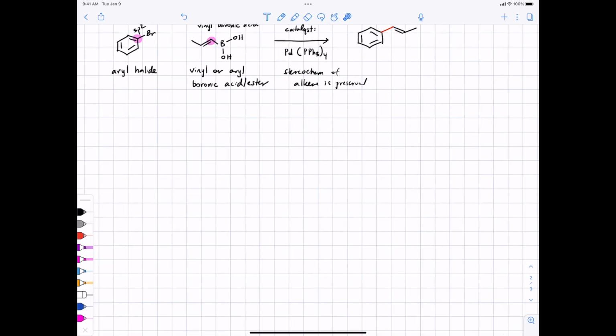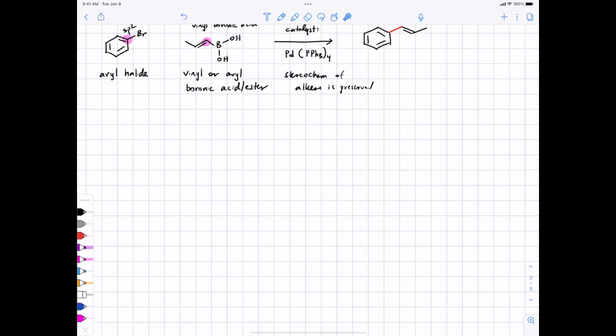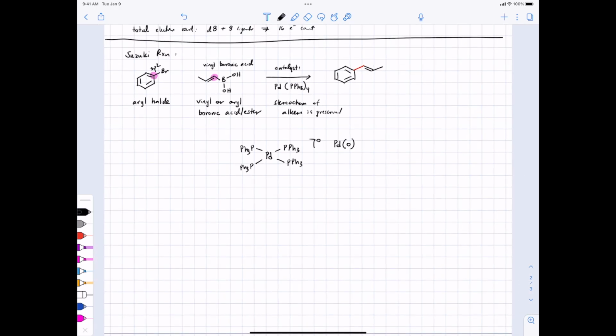So let me show you the catalytic cycle, or what happens. Often the catalyst that you put into the reaction is not necessarily the active catalyst. It often has to do something to begin with. So let's look at this tetrakis triphenylphosphine palladium complex. We said before the overall charge is 0, so with that in mind and the fact that you have 4 L-type ligands, you would conclude that this is palladium in its 0 oxidation state.